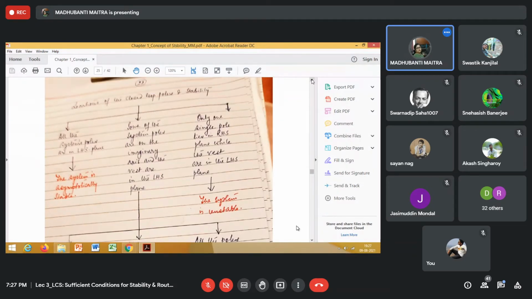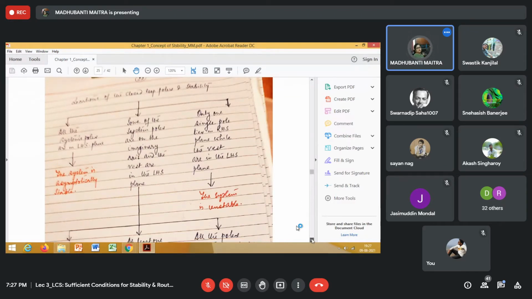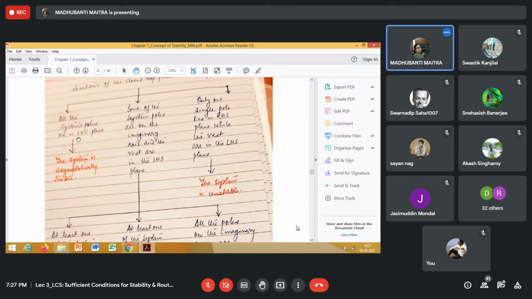So, locations of the closed loop poles and stability, or locations of the roots of the characteristic equation and stability. So all the system poles are in the left half of the S-plane.